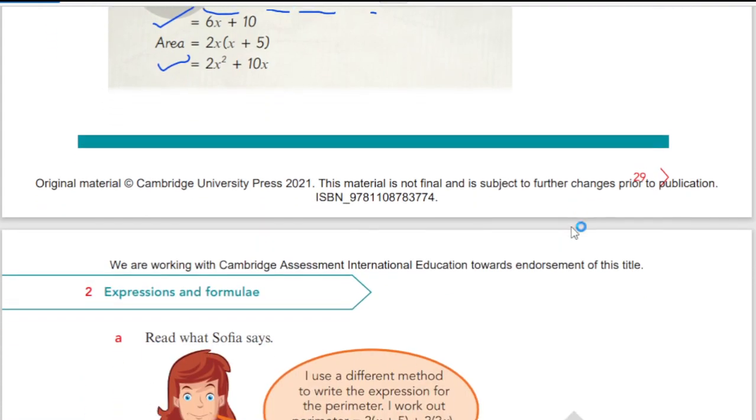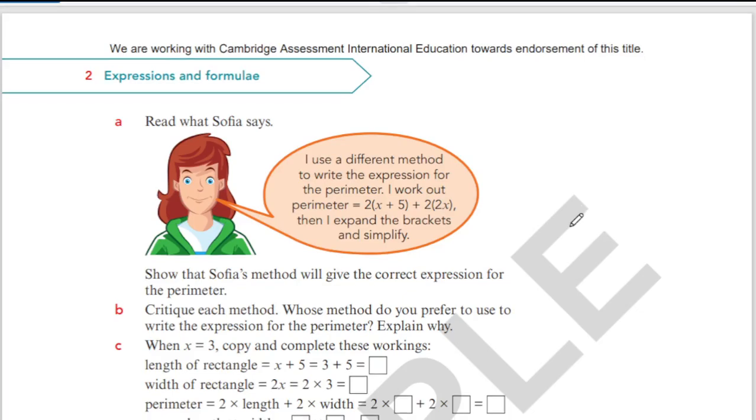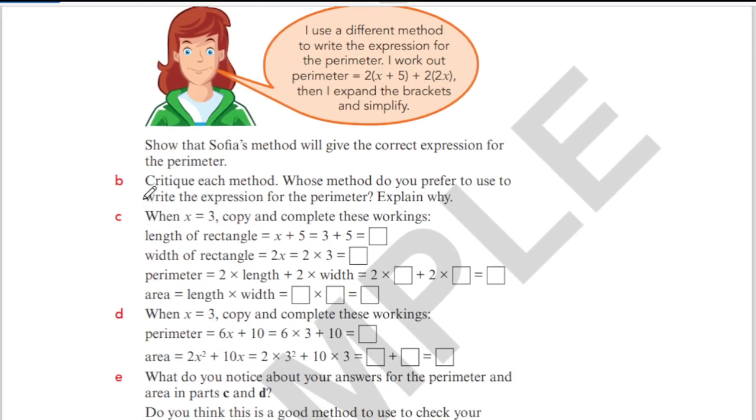So they are saying that you have to show that Sophia's method will give the correct expressions. Yes, we solved the question, and the expressions are right. I'll move to part B. It's a learner-based question. You can have your own answers for part B, so we can ignore it.